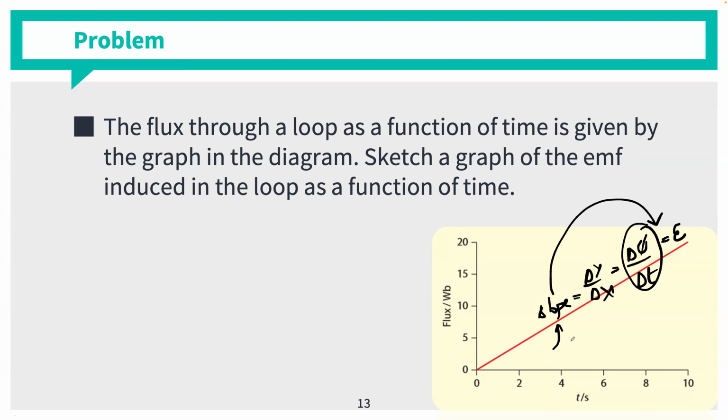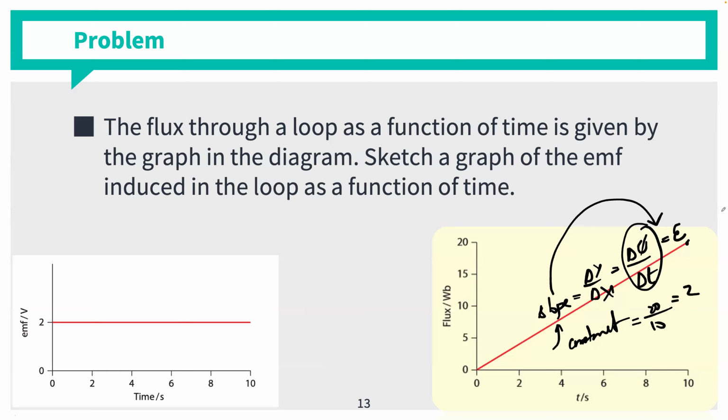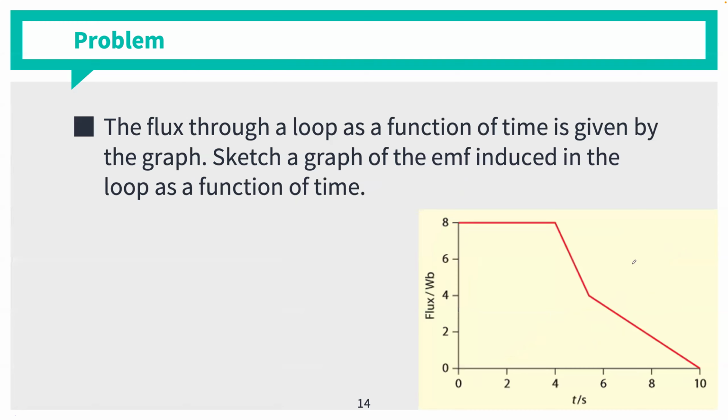And what is the slope of the straight line? Constant slope. How much, you can calculate by using change in y by change in x. Means how much rise? Rise is about 20, but run is about 10. So slope is 2. So we'll plot a graph of EMF versus time with a constant value of EMF, which is 2. So why are you drawing a constant value of EMF? Because slope is constant. Slope is EMF.